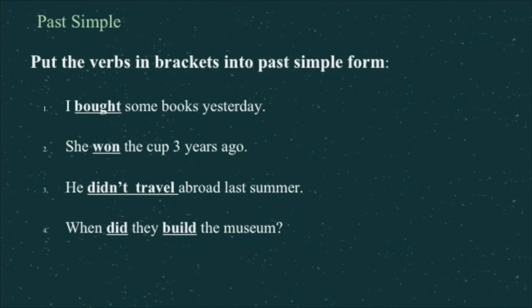And number 3, because it is a negative sentence, we will use didn't plus verb pair, so we will write didn't travel. And number 4, it is a question, so we use the auxiliary verb did before the subject they and then the verb pair. So that's why we write when did they build the museum.